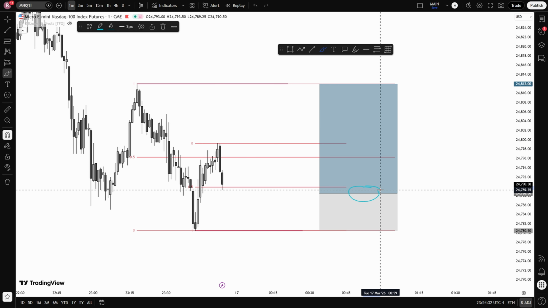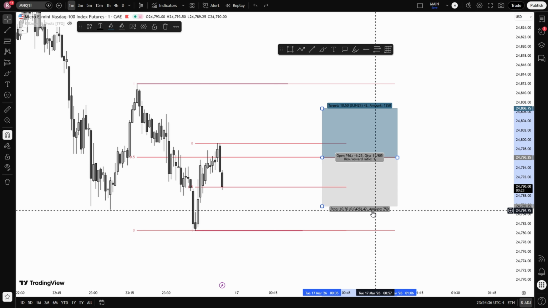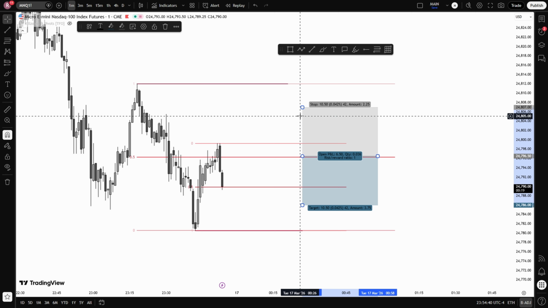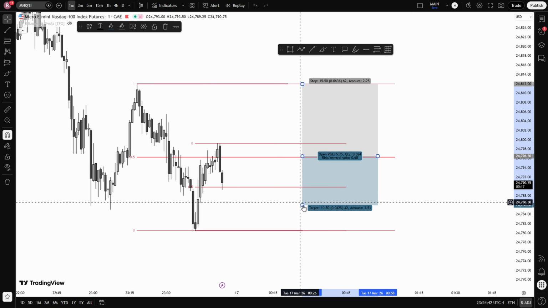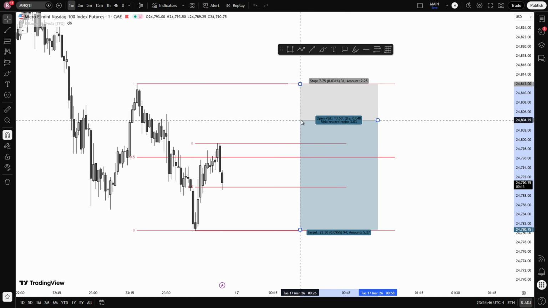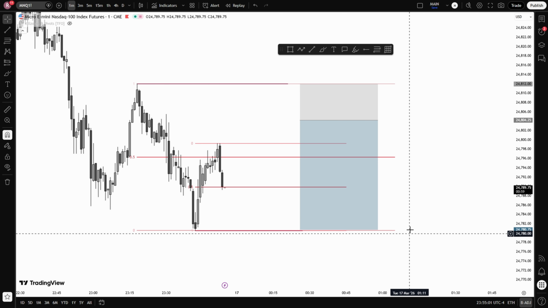The same logic applies for short positions. If I enter a short at equilibrium, my risk to reward is average. But if I wait for price to move deeper into premium, I can get a much better entry with a higher reward relative to my risk. So with that being said, if I am looking for short positions, I want to look for PD arrays in premium. If I am looking for long positions, I want to look for PD arrays in discount. And that is the core idea behind using premium and discount in your trading.